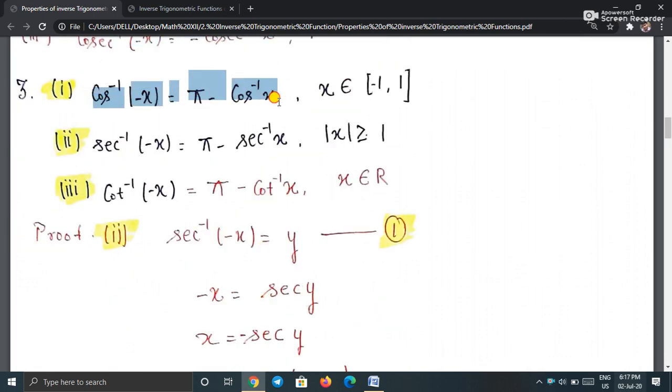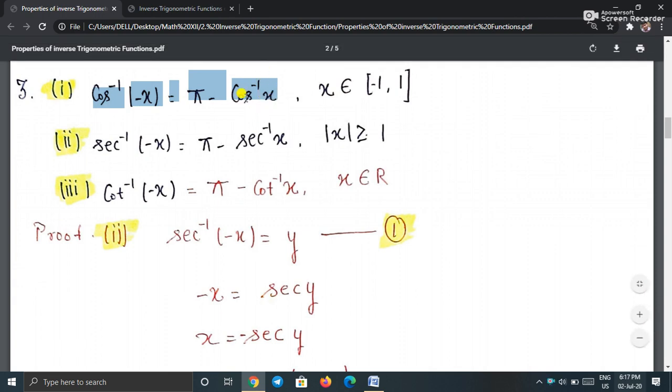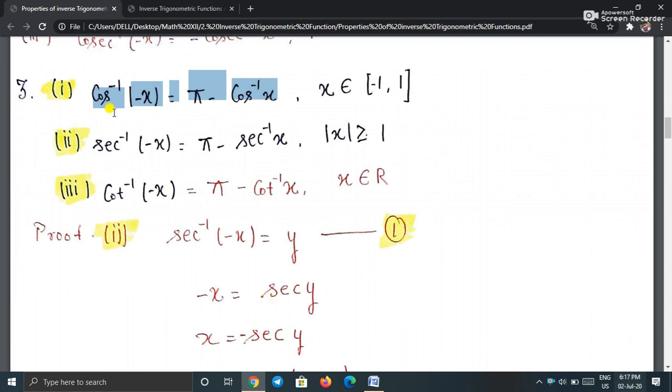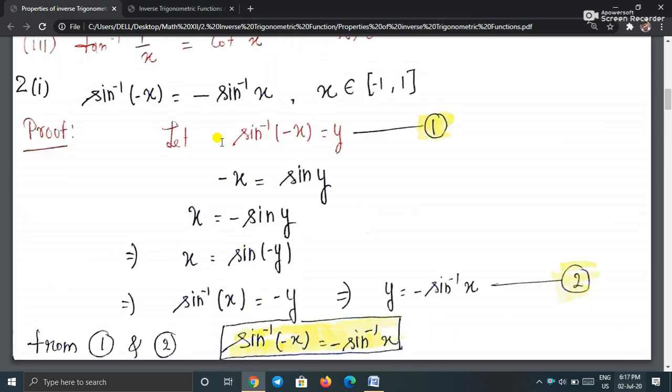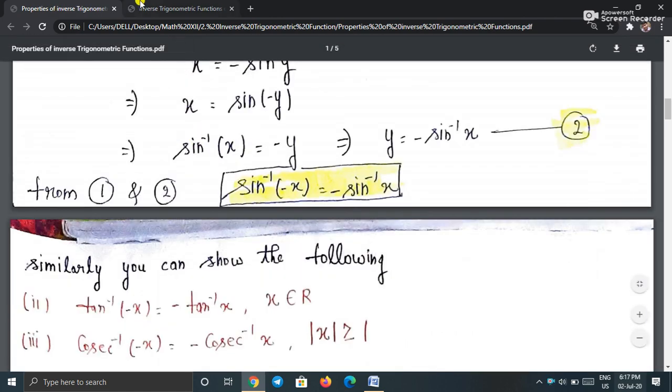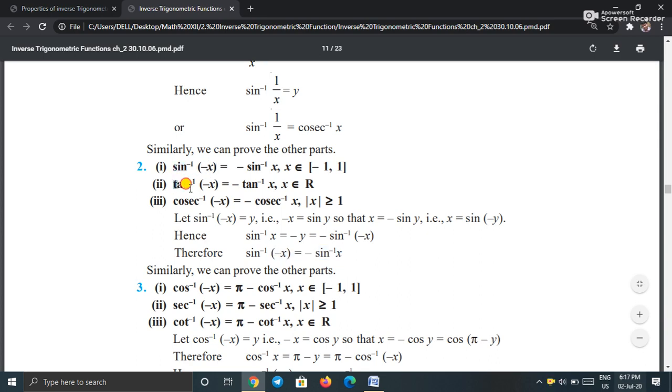Cos inverse minus x is equal to pi minus cos inverse x. Okay. Now how will we prove this formula? First of all, understand the form of this formula. ये formula इसी form में क्यों आया? Cos inverse minus x is equal to pi minus cos inverse x. When we are dealing with sin, tan and cosec, then simply minus will come out. But when we are talking about cos inverse, sec inverse, cot inverse, तो ये पाई एक्स्ट्रा टर्म कहाँ से आ गई? What is the reason?